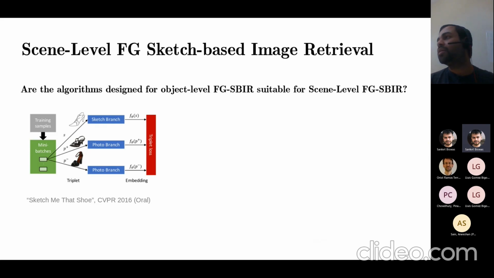We'll first explore fine-grained sketch-based image retrieval, but for scene levels. The question here is that we already had object-level fine-grained sketch-based image retrieval, and a lot of papers that we have discussed. One of the early works is here, CVPR 2016 oral. Now, is the same algorithm transferable for scene level FG-SBIR? That's the biggest question here.